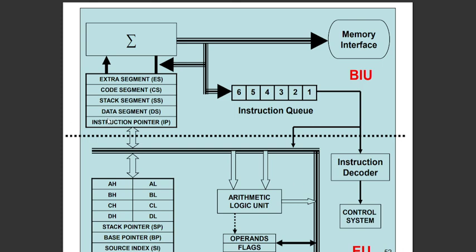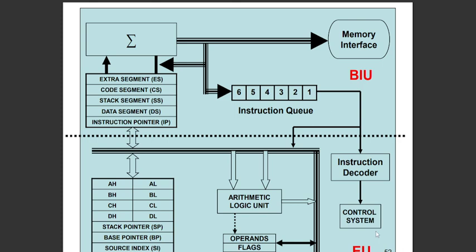Coming to the segment registers, there are 4 segment registers in 8086. Each segment register can hold up to 16 bits of binary data. There are 4 types of segment registers, namely CS, DS, SS, ES. CS is the code segment register, DS is the data segment register, SS is the stack segment register, and ES is the extra segment register. Coming to the instruction pointer, it contains the address of the next instruction that is to be executed.